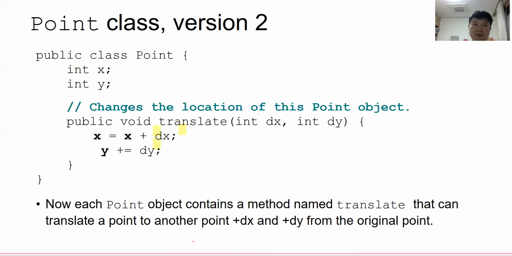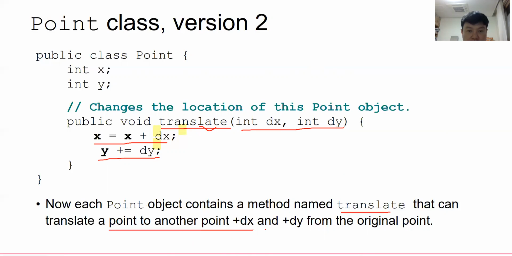So let's see the Point class number 2. In the Point class number 2, you will have one new method, which is translate, with 2 additional parameters, dx and dy. Whenever you access this method, you do the additional process, which is x plus dx and y plus dy. So now the point object contains a method translate that can translate a point to another point.